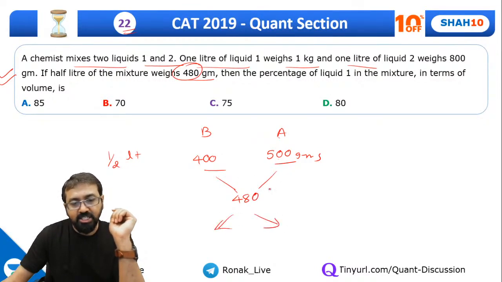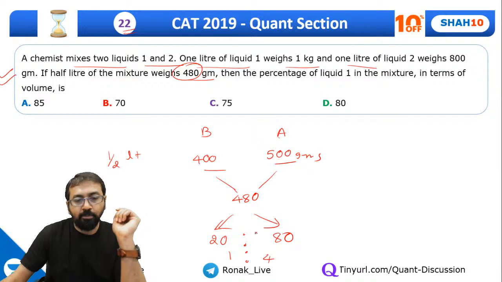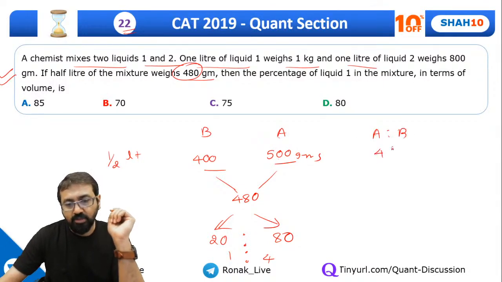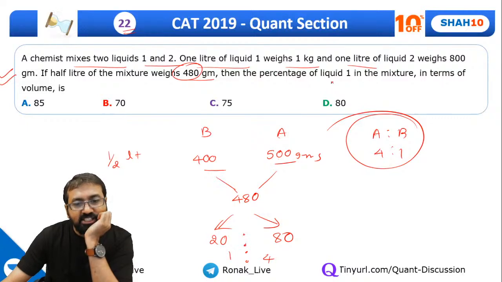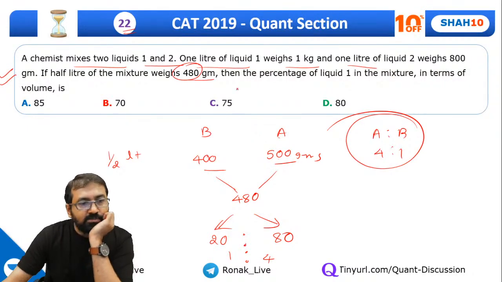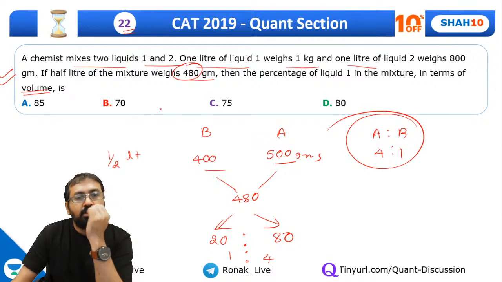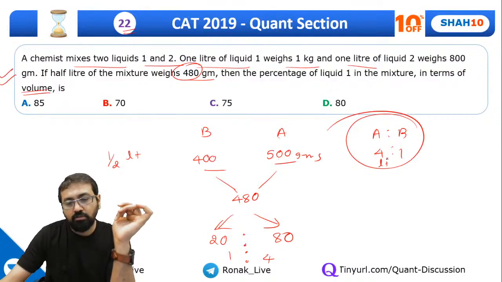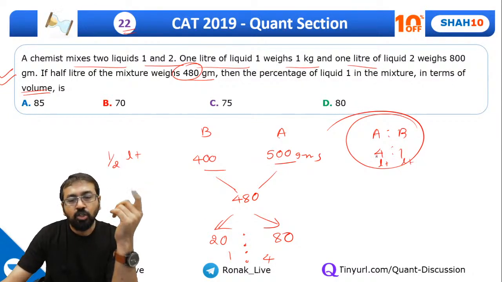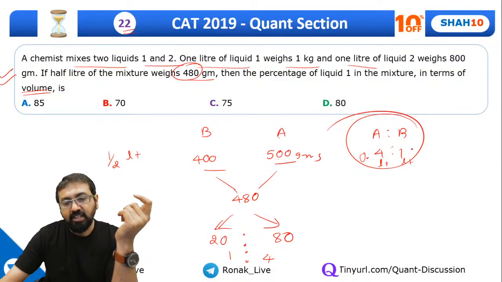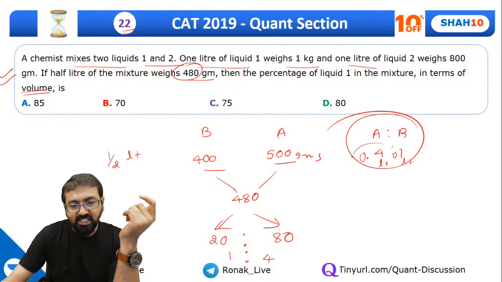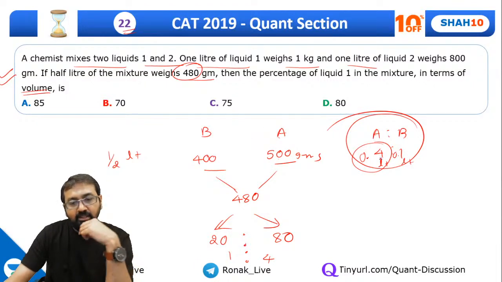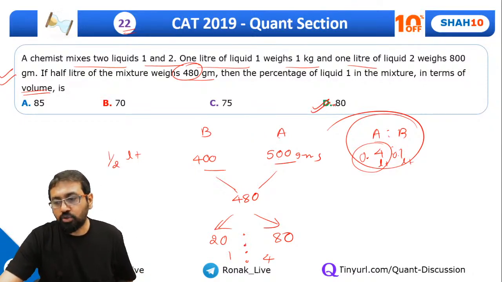So just apply that rule of alligation. This will come out to be 20, this will be 80. That means we are mixing them in the ratio 1:4, B to A 1:4, so A to B 4:1. This is the ratio in which we should have mixed. Then the percentage of liquid 1 in the mixture is in terms of volume, not in terms of weight. So can I say we have taken 4 liters of A and 1 liter of B, or you can say 0.4 liter of A and 0.1 liter of B. What is the percentage of A? It's 4/5, that is 80%.